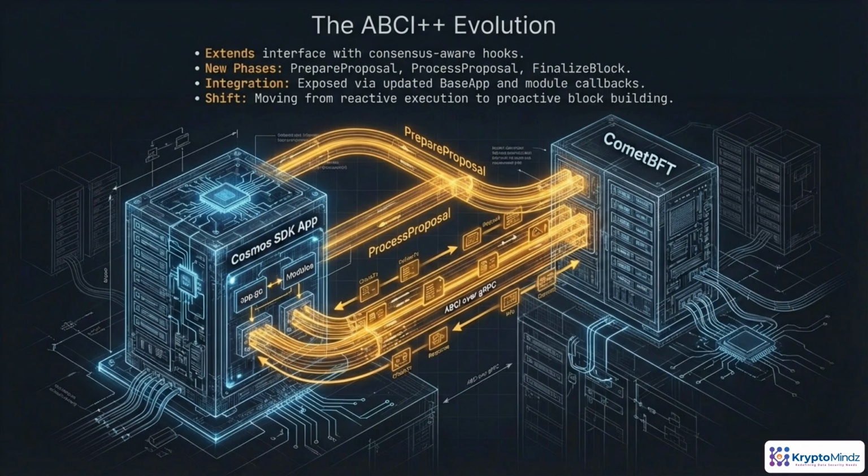ABCI++ fundamentally changes how your application collaborates with CometBFT. Instead of just receiving a finished block and executing it, the app now helps build and vet that block. PrepareProposal lets the proposer choose which transactions go into the block, and in which order, based on mempool state and custom rules. ProcessProposal lets every validator recheck that proposal against local policy and state before they vote. These hooks are exposed through base app and then delegated into your modules, so business logic can directly influence consensus behavior. Conceptually, you move from a passive state machine to an active participant in block construction and safety.